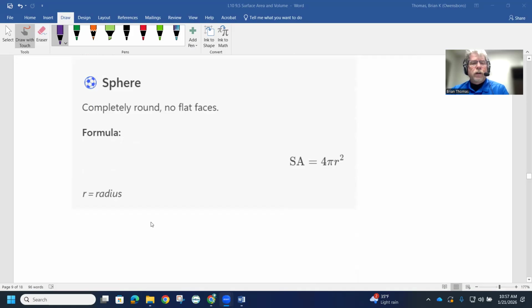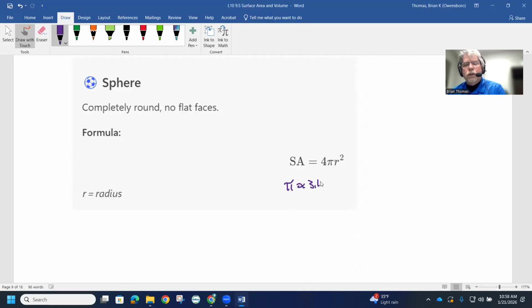So for the sphere, completely round, notice how we had this formula: surface area equals 4 times pi times r squared. So r is going to be from the middle of the sphere out to the sphere itself. It's actually going to be from the core inside of the sphere coming out to a spot on the surface of the sphere. So that's the radius.